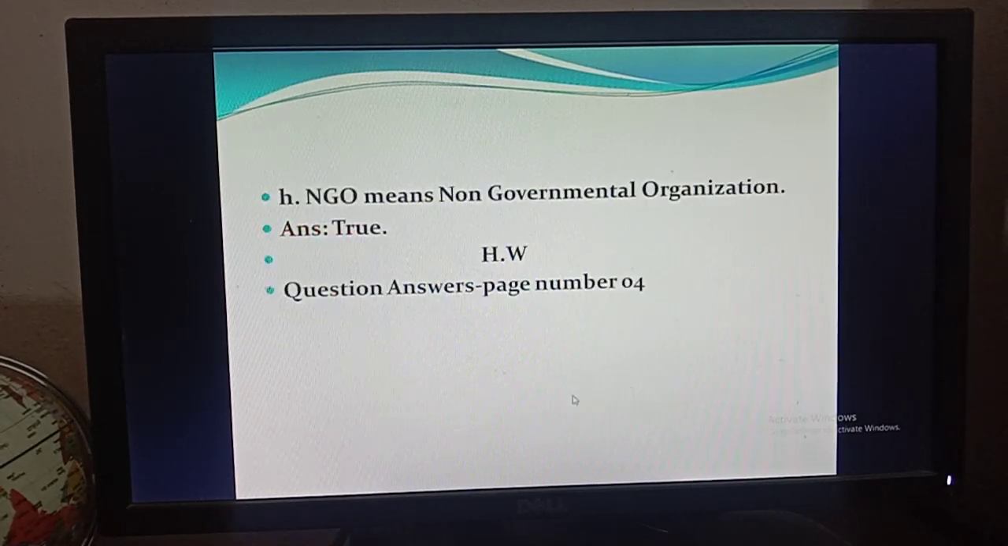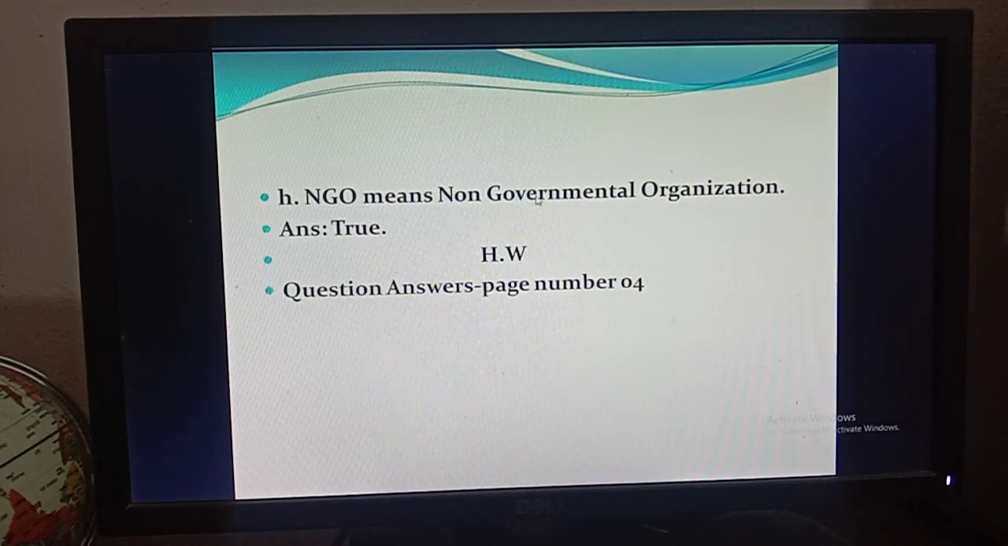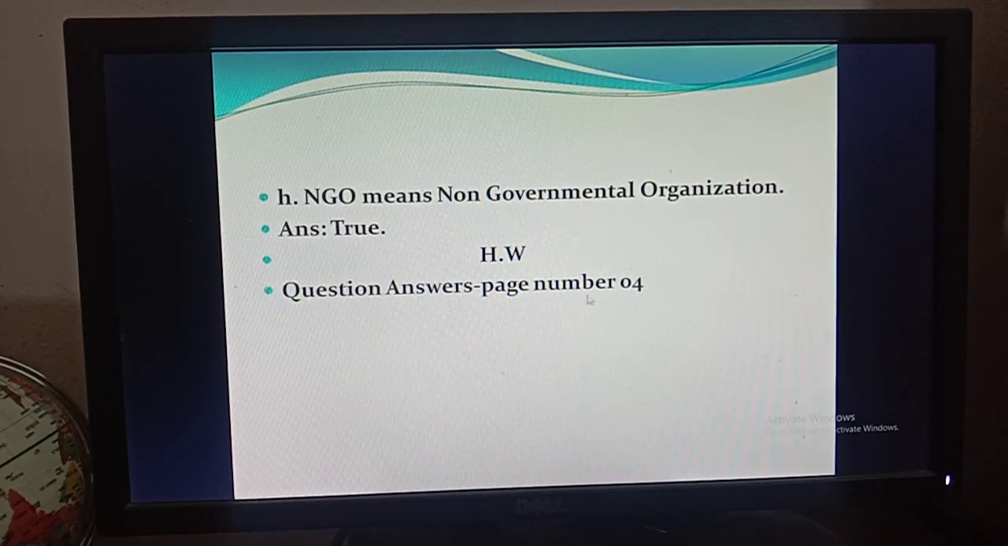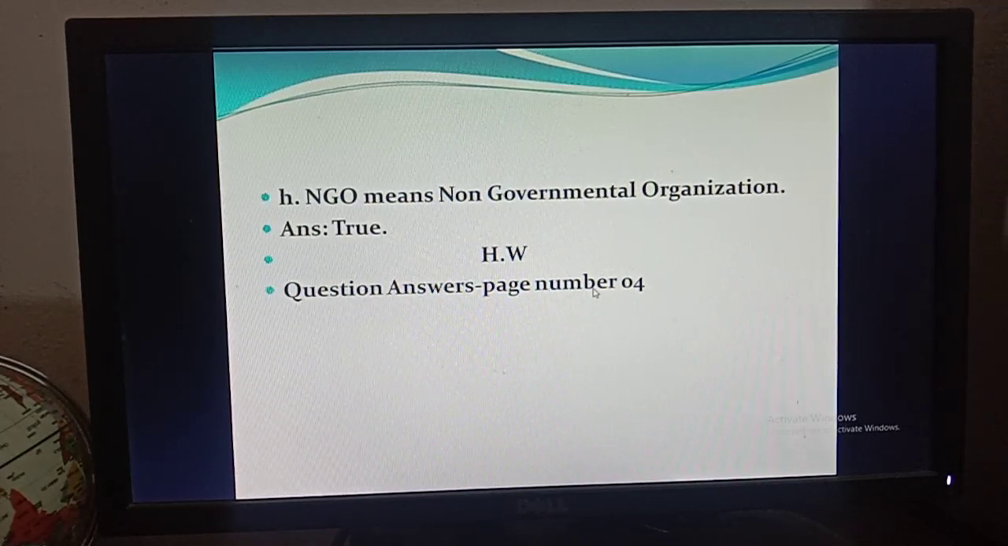You know, this is true. Then number H, NGO means non-governmental organization. So boys, this is true. Okay, so there is another HW for you. This is question answer, page number 4. So you have 3 HWs.